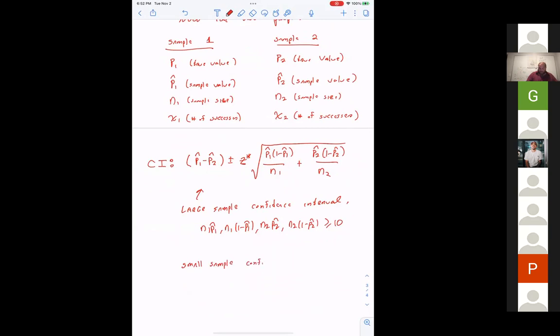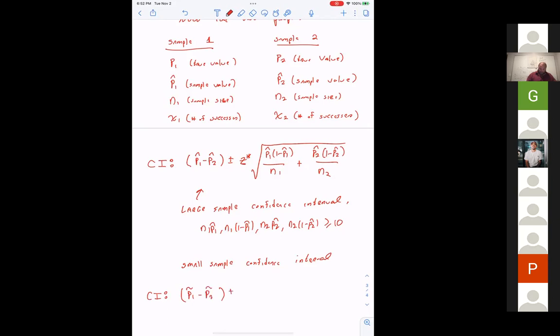What if I have a small sample? What if I don't have that situation hold? And I want to go to my small sample confidence interval. What do you think I'm going to replace P1 hat and P2 hat with for the small sample confidence interval? P twiddle. P1 twiddle minus P2 twiddle.